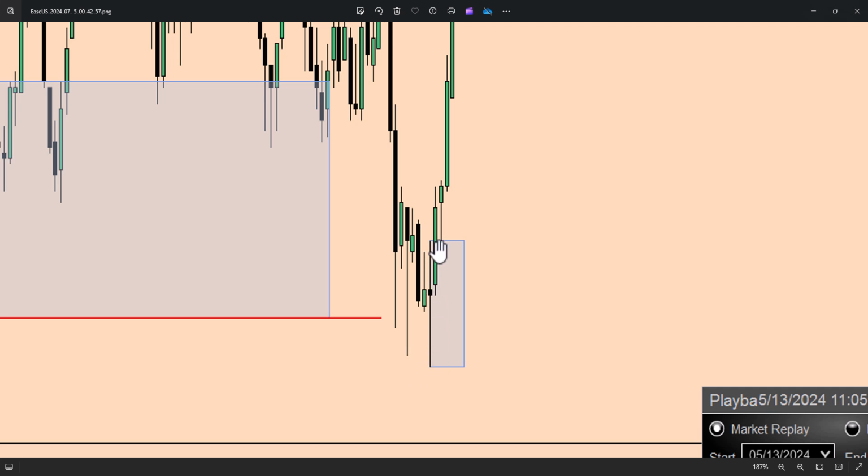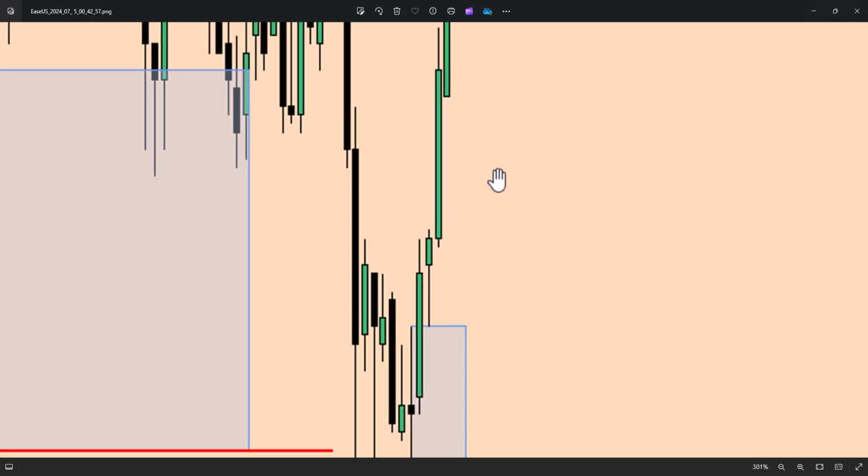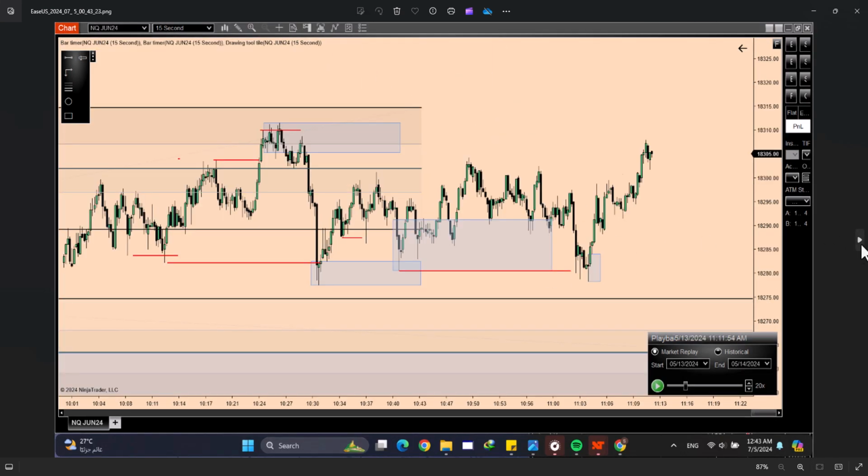Do we have a CSS confirmation? Yes, with a body closure. Return back into it and trade to the upside, as you can see here, and price kept trading to the upside. If you waited for the 1 minute, you could have missed the whole move, right?